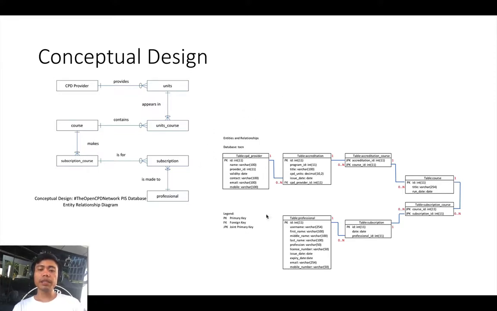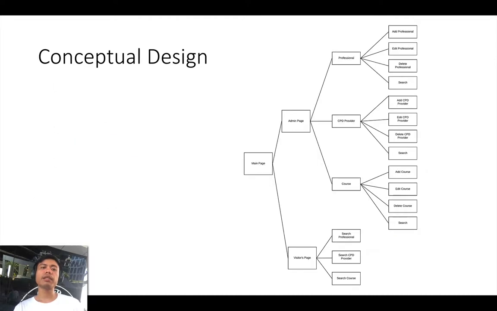Now, to be able to further emulate this one, you'll be able to see the entities and relationship wherein the database model explains that the CPD provider element is connected with the table accreditation and the accreditation course. And of course, you have the table course, the subscription, and the professional. So these are just some of the many elements that are present in the conceptual design.